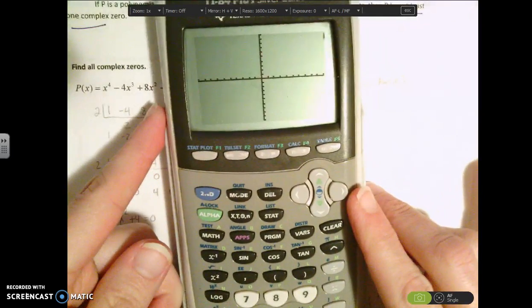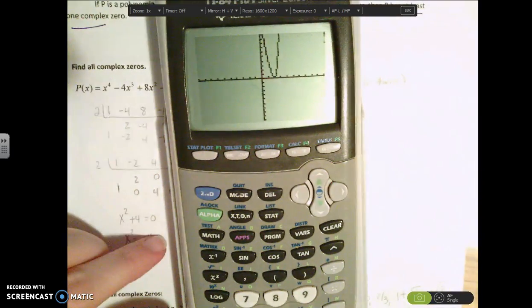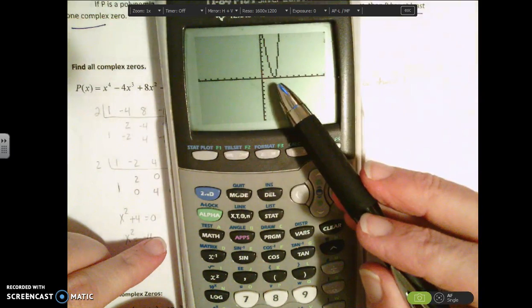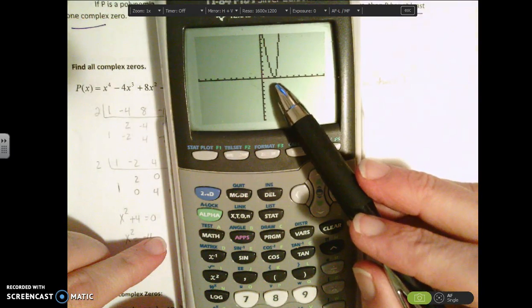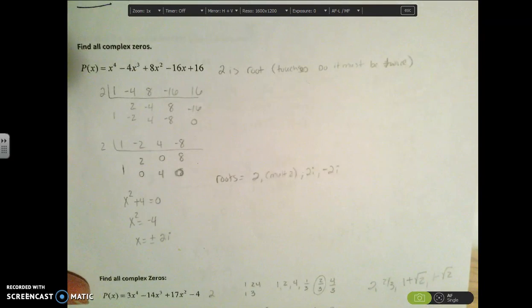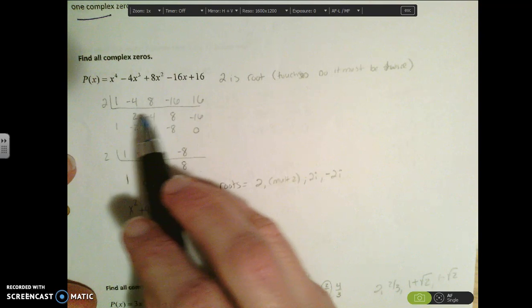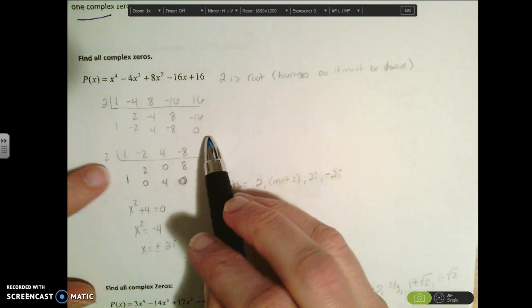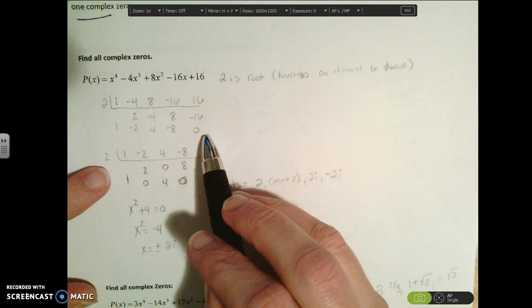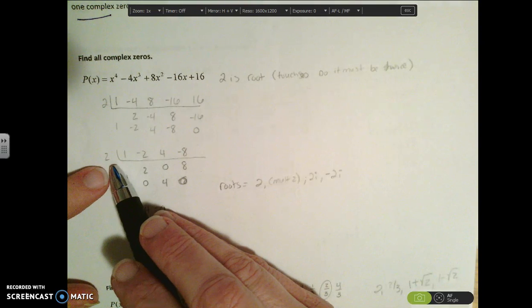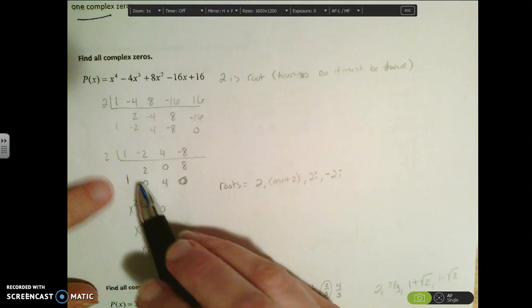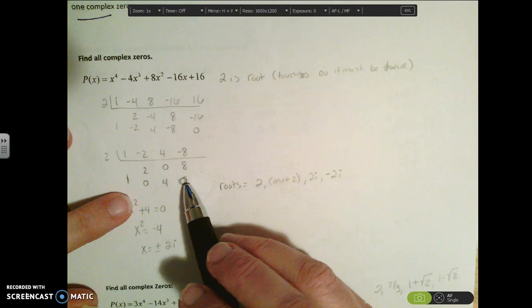So let me show you again. When we look at our graph, and we have this in our calculator, you'll notice at the root 2 that it bounces off of the root 2. So again, we do our multiplicity, we do our synthetic division with the root 2, and we end up with root 2 working, which we expected. Then I'm going to do synthetic division again with root 2 again, and again it works out.